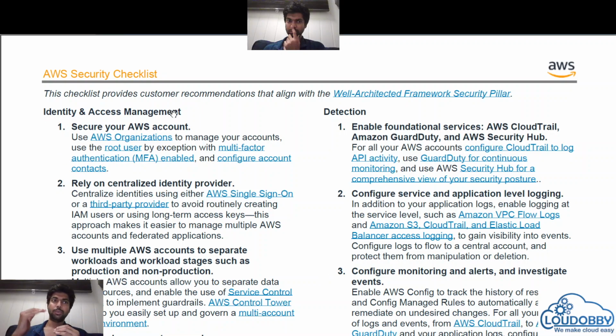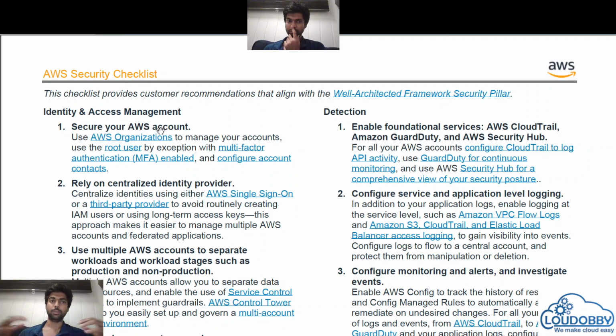So we're going to see one by one what are the security checklist items we need to follow when you are having a new AWS account, or you are going to have new services, or you're going to launch an AWS instance basically. The first one is Identity and Access Management. We call this IAM. Secure your AWS account. We should secure our AWS account.